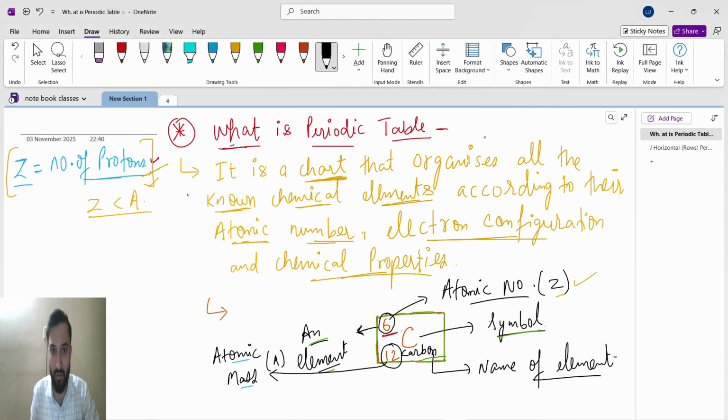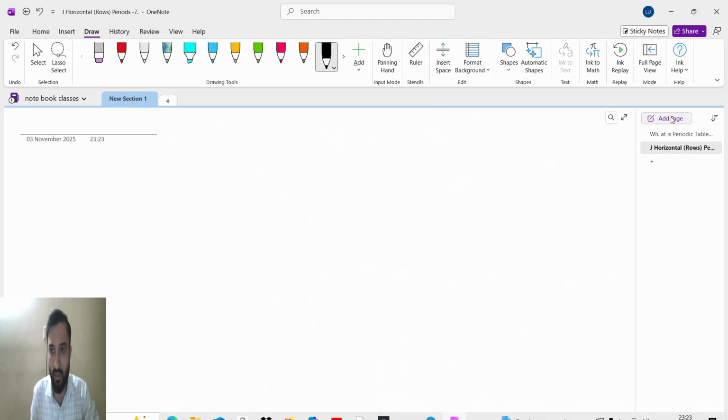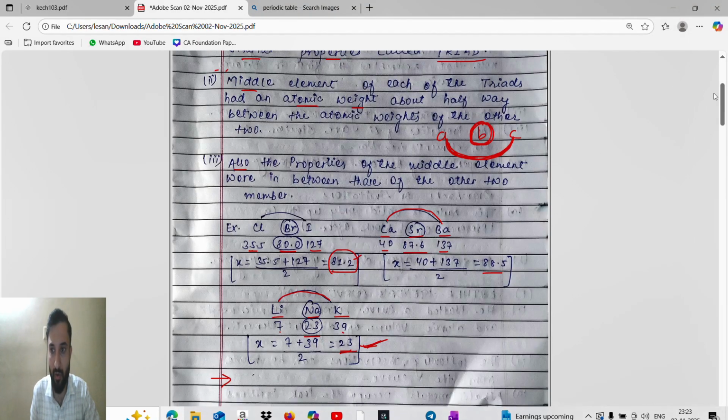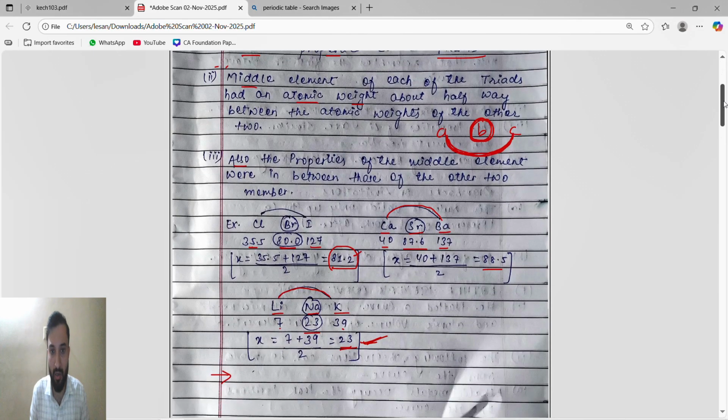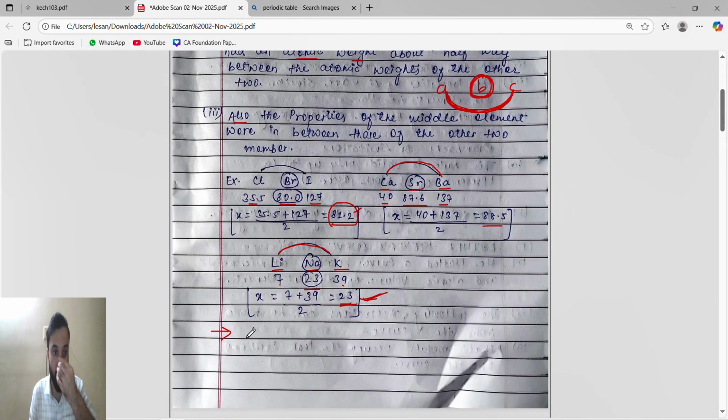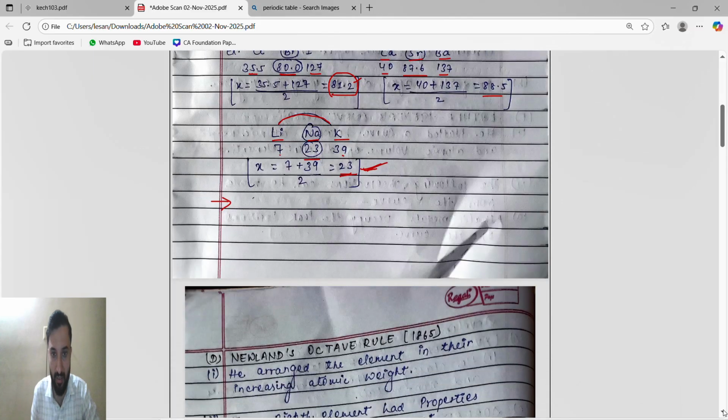First you have to write down this, then you have to write about the development of periodic rules here: this first point, second point, third point, then Dobereiner's triad rule till here. Then we will write a few more examples.